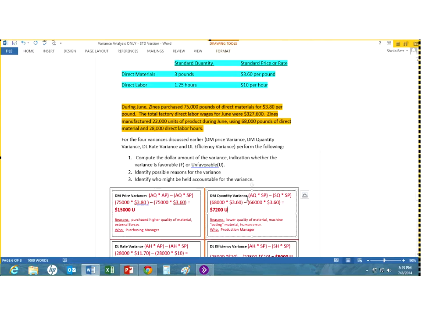Now let's look at the direct material quantity variance. So the formula for this is AQ, the actual quantity used, times the standard price minus the standard quantity we had expected to use times the standard price. So for the direct material quantity variance, remember we're comparing now the quantity used, not how much we paid for the material, but how much we used of it. So AQ, actual quantity, we're going to look to see how much quantity they used, which up here it tells us 68,000 pounds.